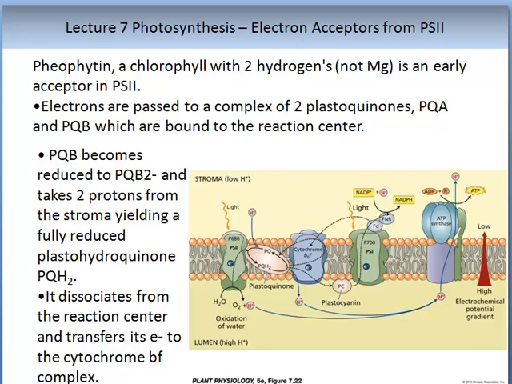the reaction center. In this figure you can see a visual representation of the functional role of PQ and PQH2. PQB becomes reduced to PQB2- and takes 2 protons from the stroma, yielding a fully reduced plastohydroquinone. It dissociates from the reaction center and transfers its electrons to the cytochrome b6f complex.